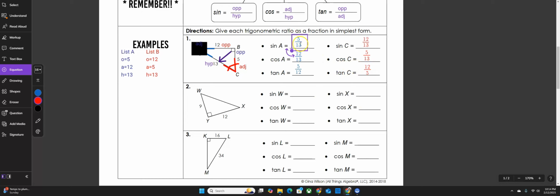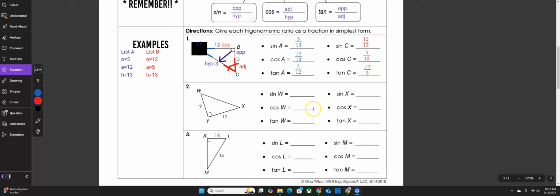And again, you can see those same relationships where they cross. Sine of A and cosine of C are the same. Sine of C and cosine of A are the same. And tangents of A and C are reciprocals of each other.